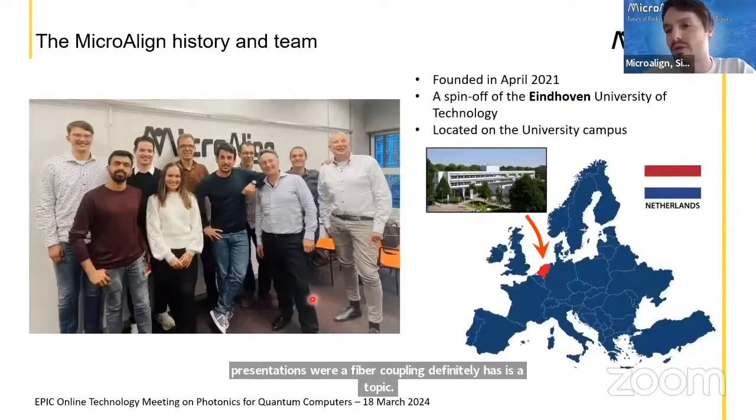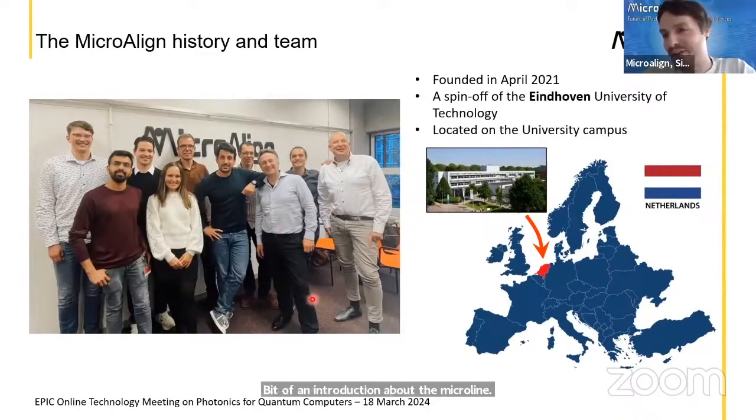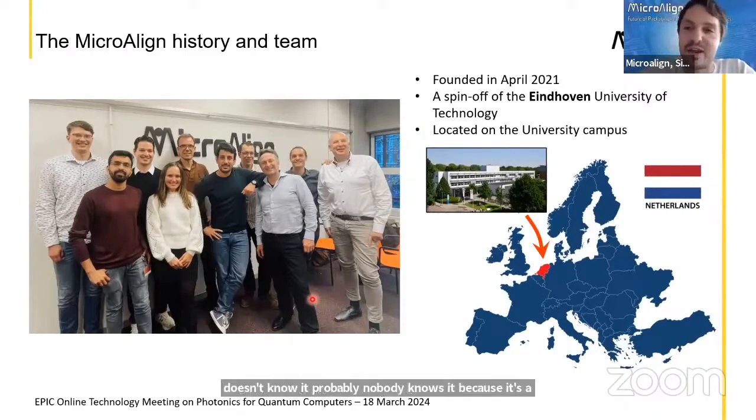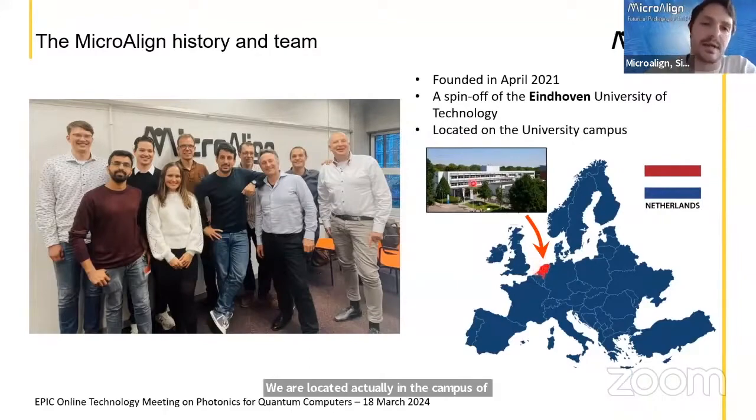A bit of an introduction about MicroAlign. For who doesn't know it, and probably nobody knows it because it's a very small and early startup. MicroAlign was founded in 2021 as a spin-off of the Eindhoven University of Technology. We are located actually in the campus of the Eindhoven University of Technology in the Netherlands. And on the left here, you see a photo of the full team.